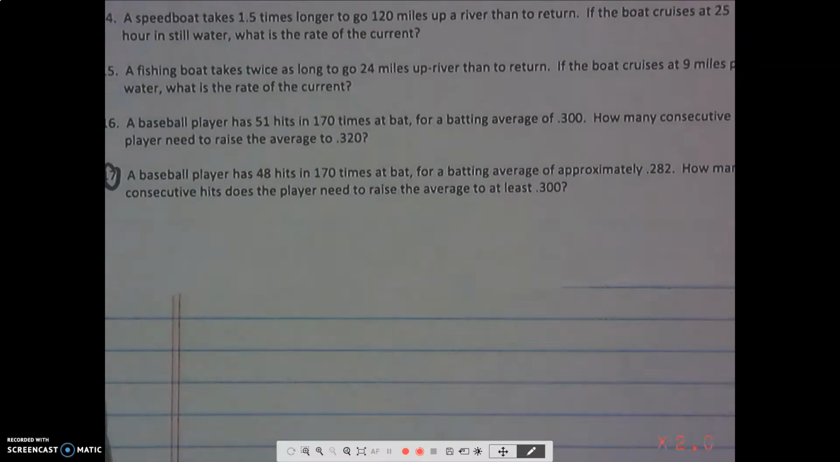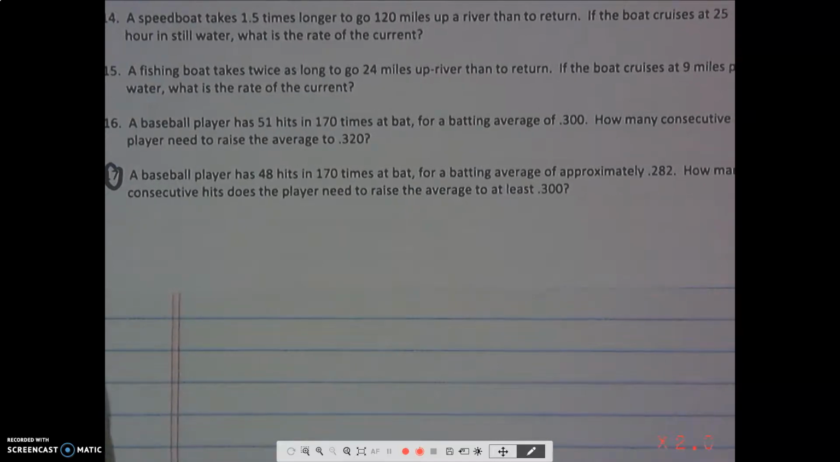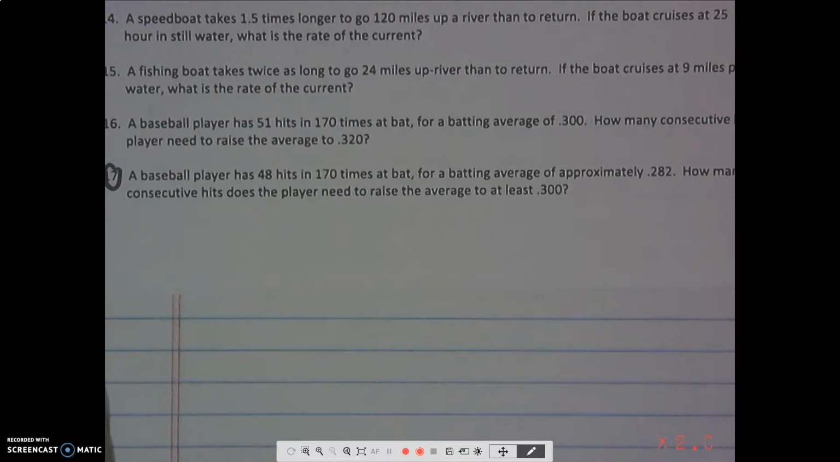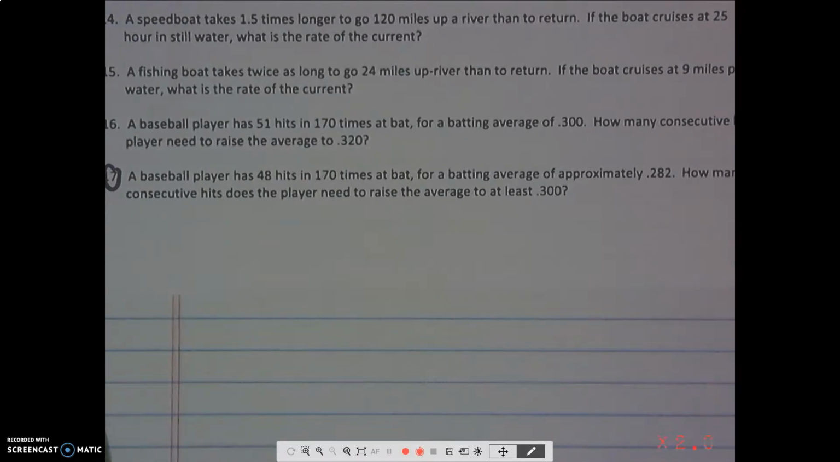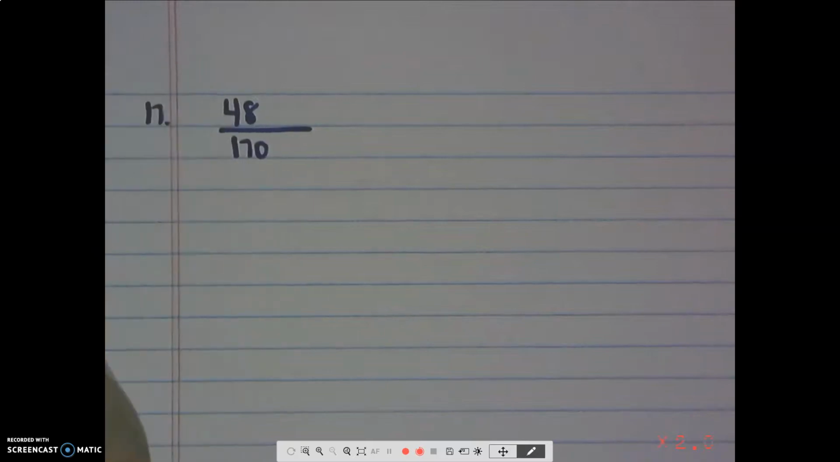The next one we're going to look at is number 17. 17 here says a baseball player has 48 hits in 170 times at bat for a batting average of approximately 282. How many consecutive hits does the player need to raise the average to at least 300? Okay, so for this, we know that this baseball player has 48 hits out of 170 times at bat. Now, we want to know how many consecutive hits does the player need to raise their average to at least a 300.